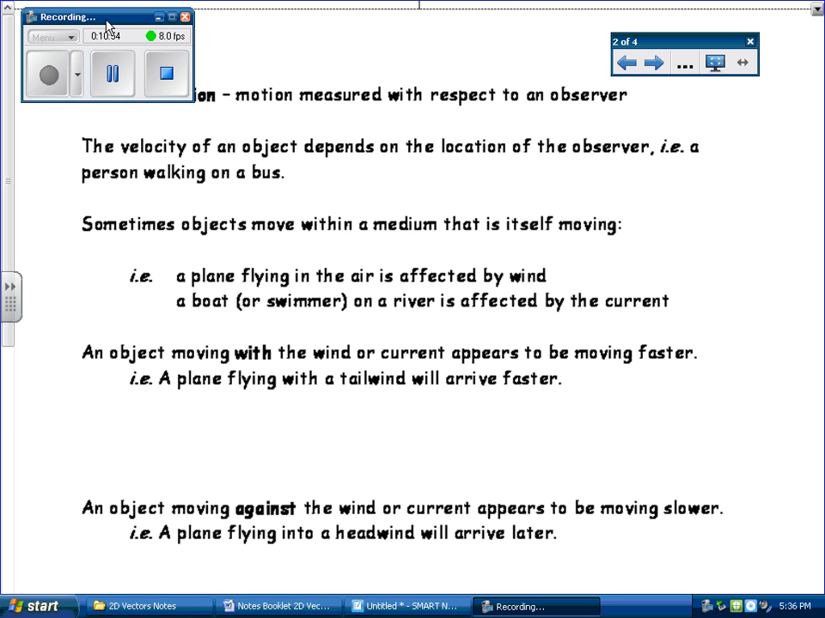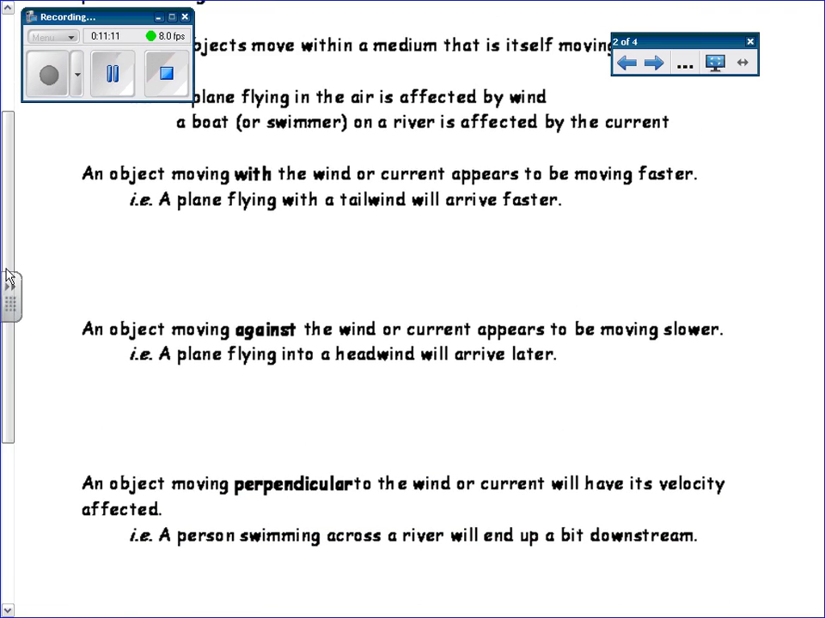And so what happens with two-dimensional vectors basically is that sometimes objects move within a medium that is itself moving. So a plane flying in the air is affected by crosswinds, or tailwinds or headwinds, or a boat or a swimmer crossing a river is affected by a current. So we can look at different situations here with relative motion. An object that's moving with the wind or the current appears to be moving faster. So a plane flying with a tailwind is going to arrive faster. An object that's moving against the wind or the current appears to be moving slower.